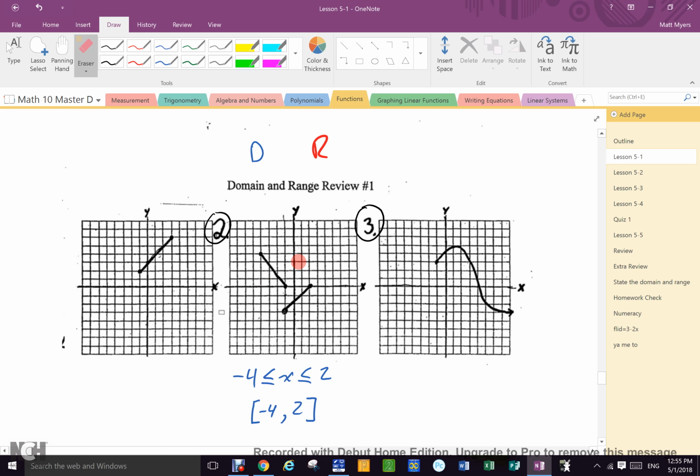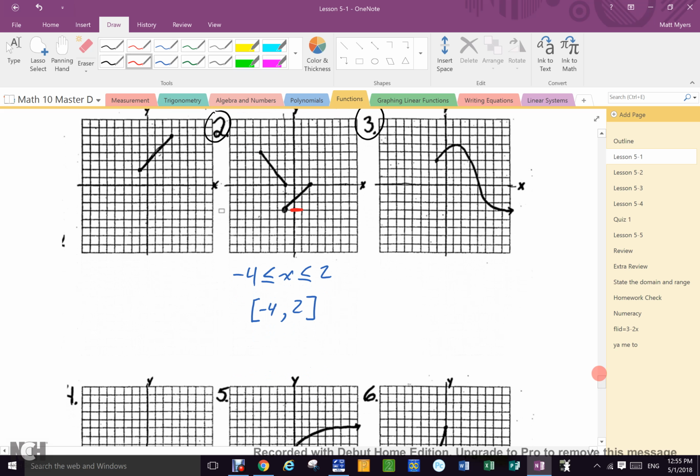square bracket 2. Everybody good? Now, what do you do for range? The exact same thing, except it's on the y-axis. So I go to the bottom. What is that? Negative 1. Right? Is that colored in? It's hard to see, and I'm going to talk about that in a minute. We're going to say that one is colored in.